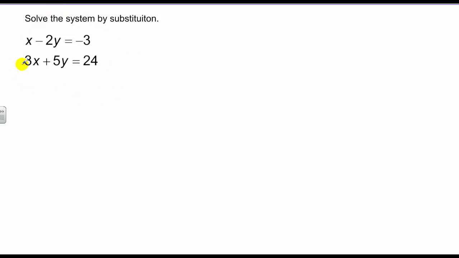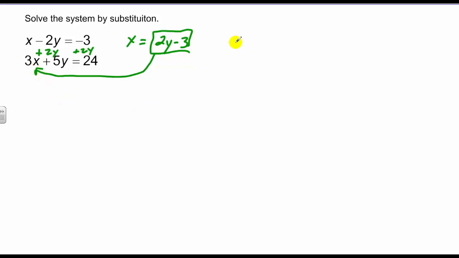So in this next problem, you'll see, unlike the other problems, we don't have a straight substitution yet, because none of the variables are isolated. In this first equation on top, though, it would be easy enough to isolate x by adding 2y to both sides. And in doing so, I would get x equals 2y minus 3.